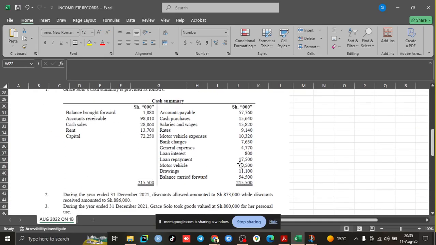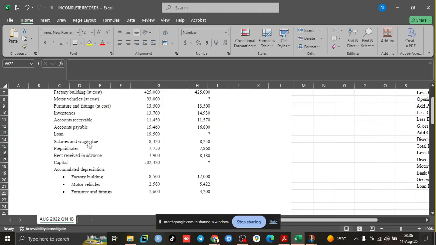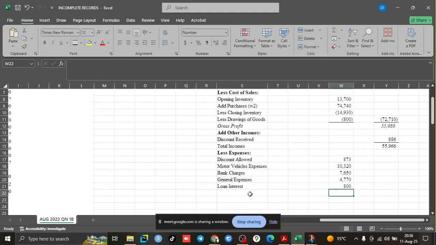Motor vehicle is an asset, but tunahitaji calculate depreciation. Drawings iko kwa capital, carry forward iko huko. The other expenses zenye sijaziona in list, kuna salaries and wages, kuna prepaid rates, kuna accumulated depreciation as well.